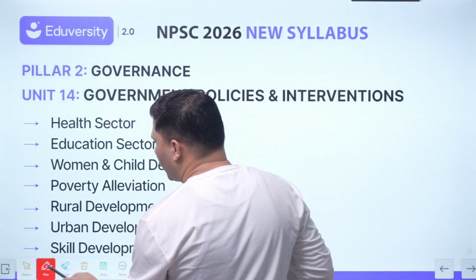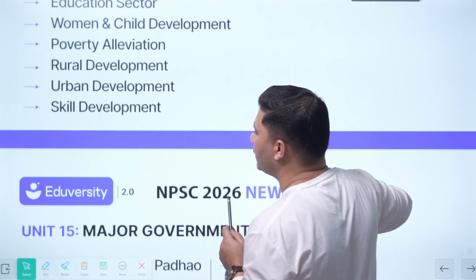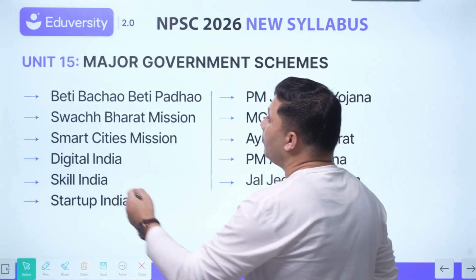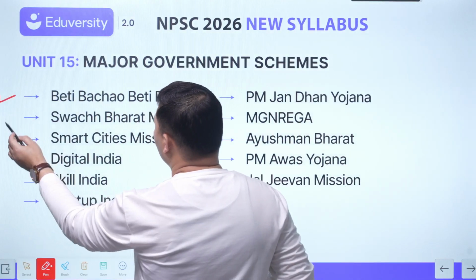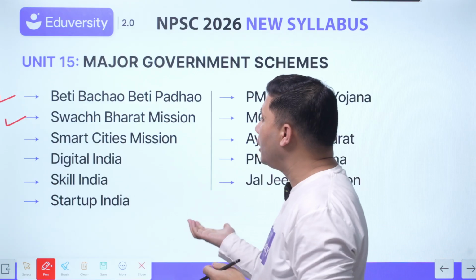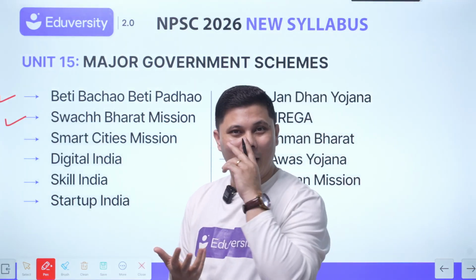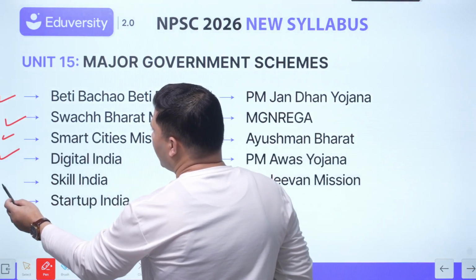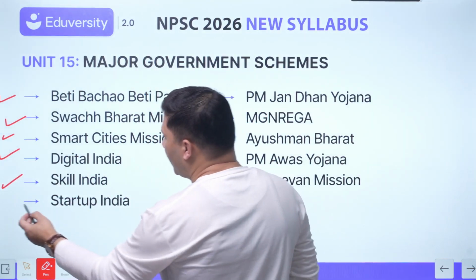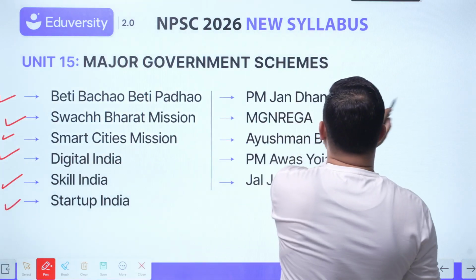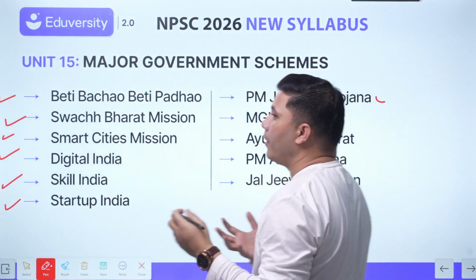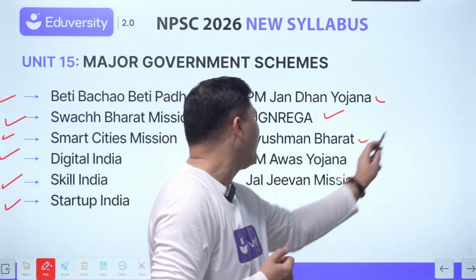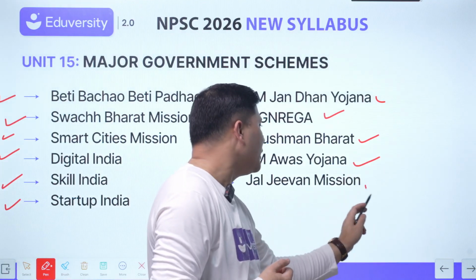Apart from these, we are also going to study in the governance sector the major government schemes and missions, like Beti Bachao Beti Padhao, Swachh Bharat Abhiyan, Smart City Mission, Amrut Mission, Digital India Mission, National Infrastructure Pipeline (NIP), Startup India, PM Jan Dhan Yojana, MGNREGA, which is now called BGG Ramji, Ayushman Bharat, PM Awas Yojana, Jal Jeevan Mission.